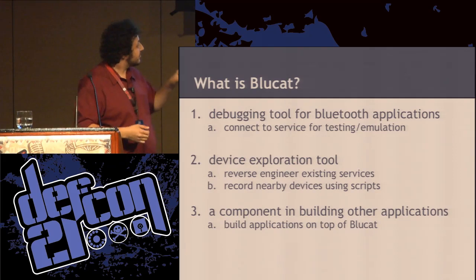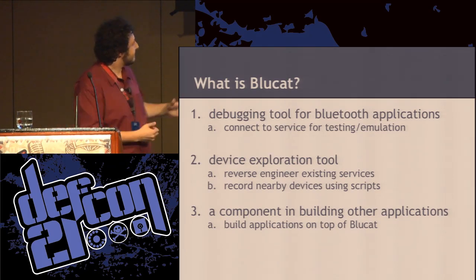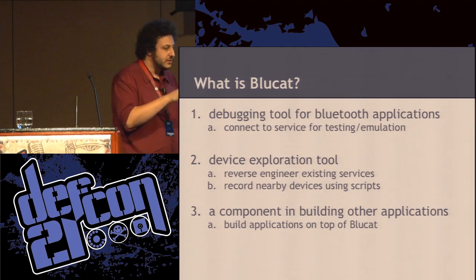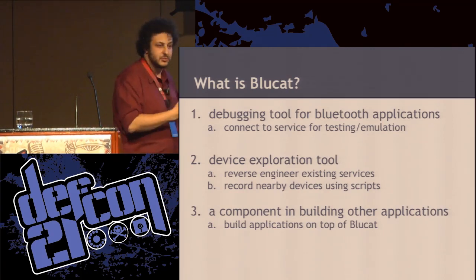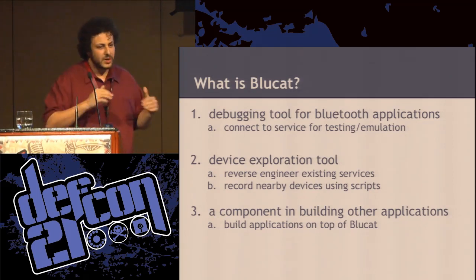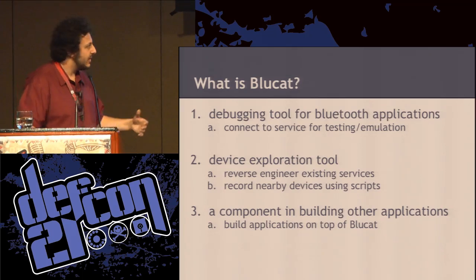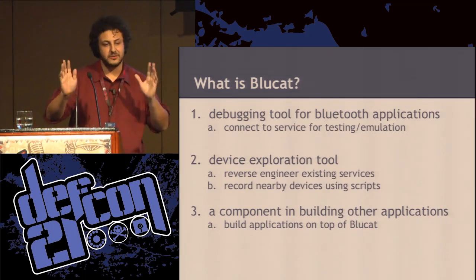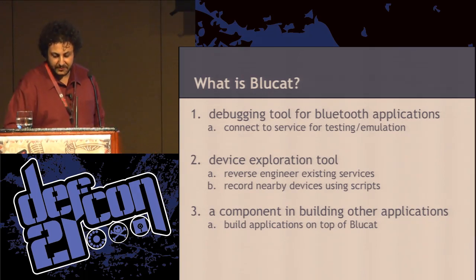So you can also use it as a component in building other applications. Just like you'd use Netcat to prototype an application, you can actually use Blucat to prototype an application, and you don't have to care so much about the Bluetooth layer, because you're handling that while it's deployed, and then your service runs as your own thing, and it just cares about standard in and standard out. It doesn't know that it's talking over the RF.